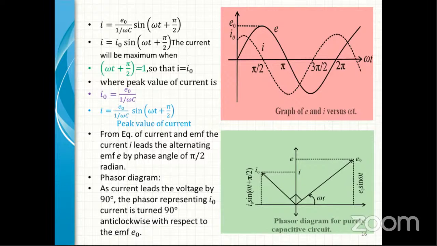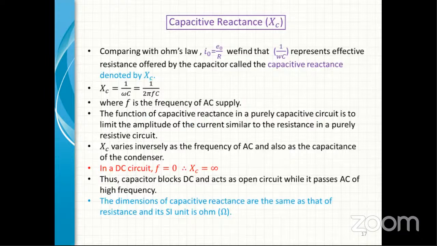That means the opposition to the current flowing through it, offered by the capacitor, is called the capacitive reactance. And when it was offered by the inductor, we called it inductive reactance, denoted by the sign XL. Now here this 1 upon omega C is denoted by the sign XC. C is for capacitor, and XL is for the inductor. In this way, we are going to see this concept once again in depth.